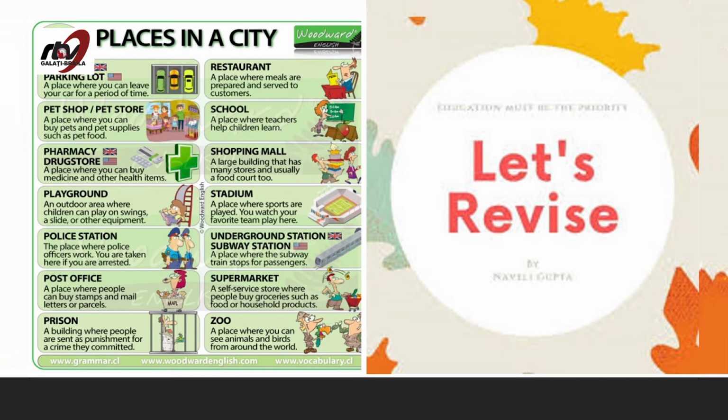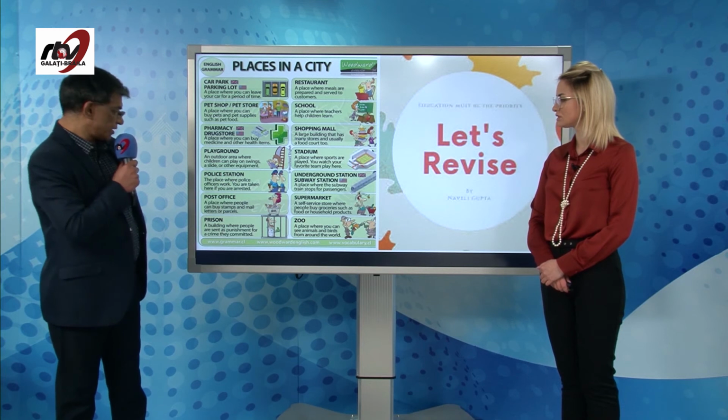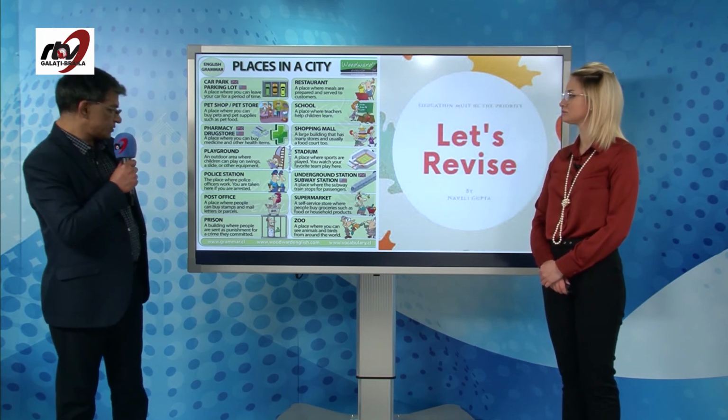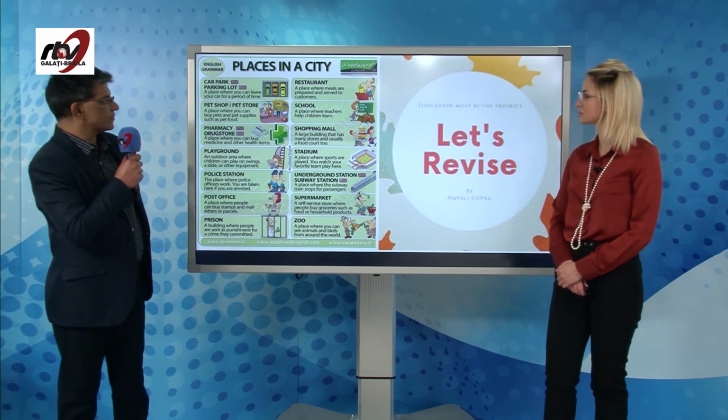Yes, of course. We can have a playground, an outdoor area where children can play on swings, a slide, or other equipment. And the most important, the police station, the place where police officers work. You are taken here if you are arrested. We can have prison as well, a building where people are sent as punishment for a crime they committed. A prison and a post office, a place where people can buy stamps and mail letters or parcels.